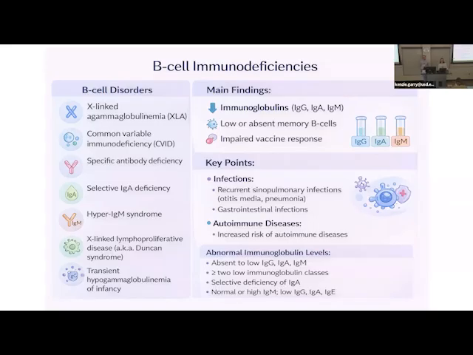But some of the main findings, we talked about those recurrent sinopulmonary infections like otitis media and pneumonia, just because of those low immunoglobulins. And they're going to have lower or absent memory B cells. And that's how you can distinguish between these two different types of disorders. We look at X-linked agammaglobulinemia, and with that one, we're not going to have any B cells, and our immunoglobulins are going to be low. But when we're looking at common variable immunodeficiency, we'll still have B cells, but the defect is in the maturation of them, so they can't go beyond that B cell stage. We'll still have B cells, they just won't be able to produce adequate antibodies.